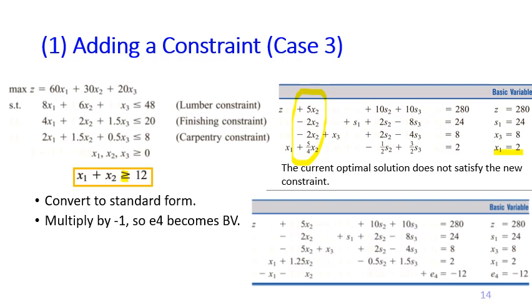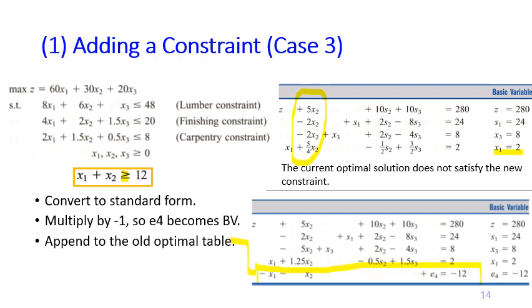We multiply that constraint by minus 1, so now E4 becomes basic variable. Then we append that to the optimal table. So this is the result of the constraint after we add the excess variable and then multiply it with minus 1 for the entire constraint.